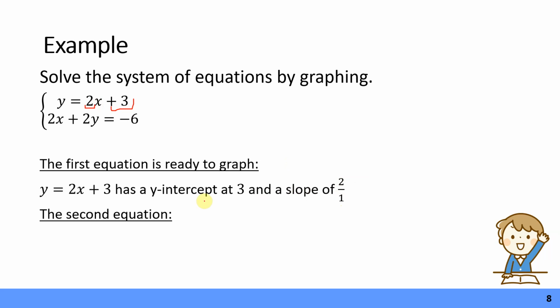Now, the thing is that for the second equation, I cannot graph it because it's not set up properly. So what I'm going to do is I'm going to move things around to leave the y by itself. So first thing I'm going to do is I'm going to throw the 2x to the other side.